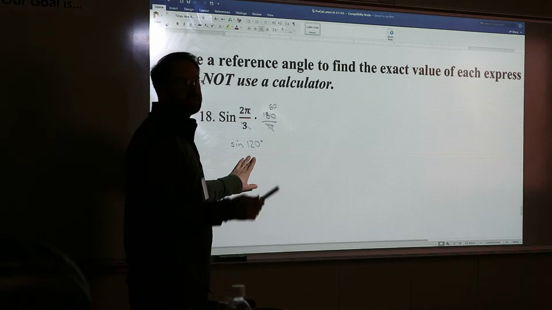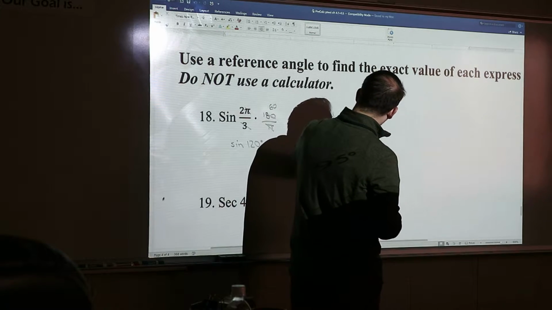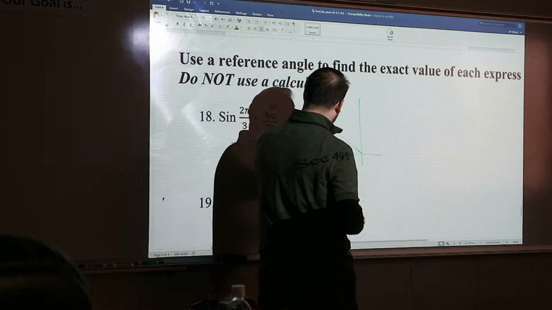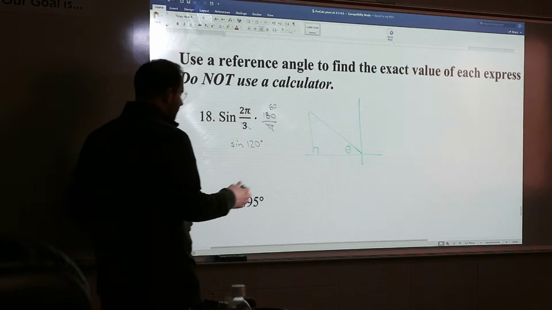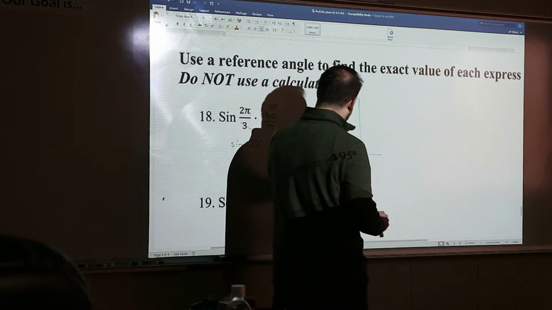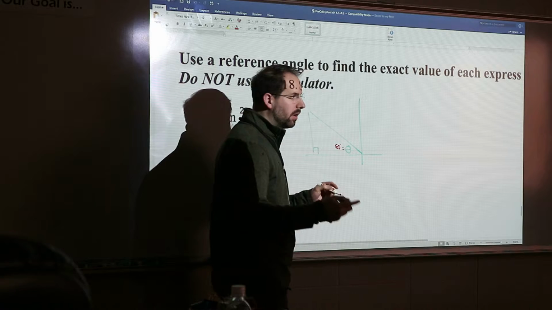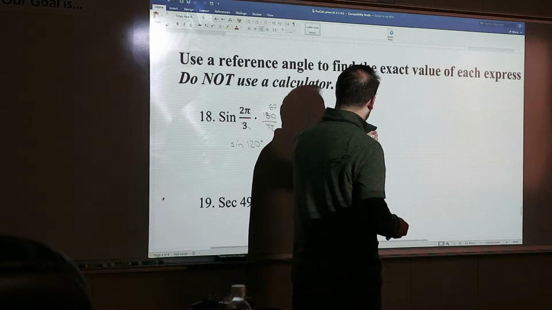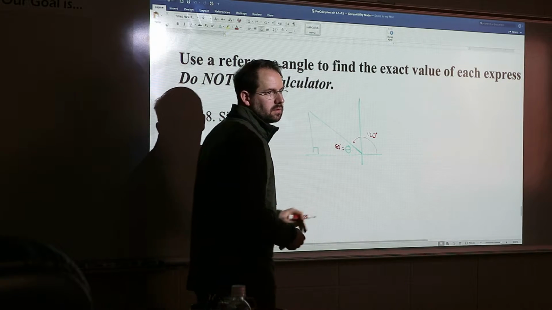So we're at 120 degrees. That means I'm in the second quadrant. The angle is always next to the origin. 120 degrees is technically a 60-degree angle in here. This is your reference angle. Now how I know that is because the 120 is on the outside, and it has to add up to 180 because we're going to the x-axis, per se.